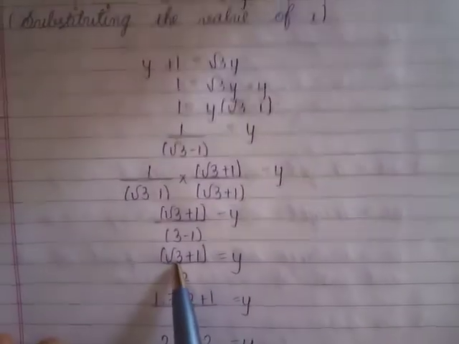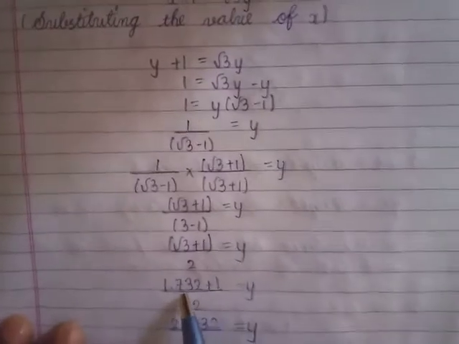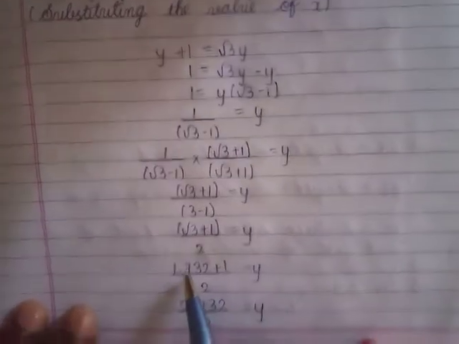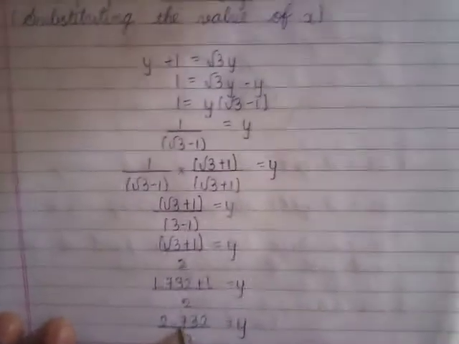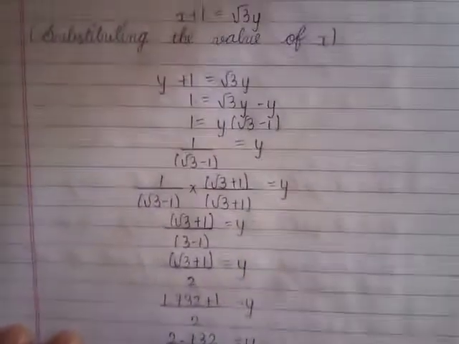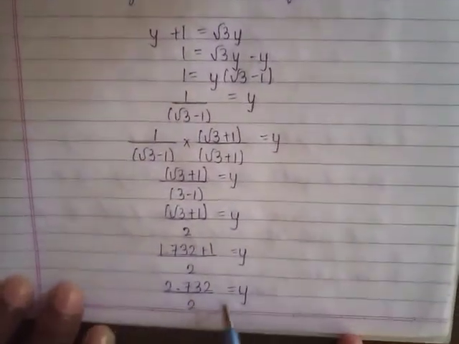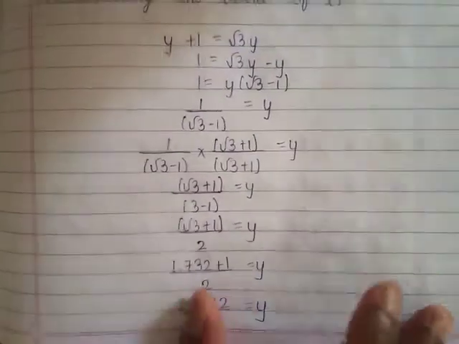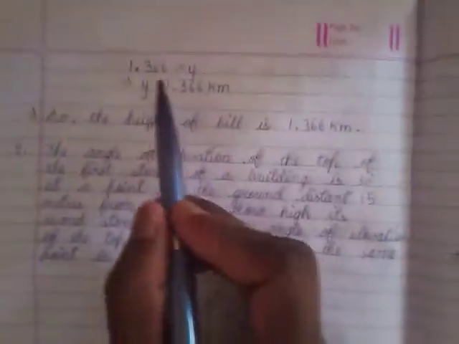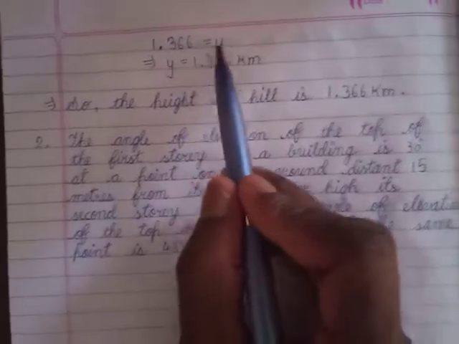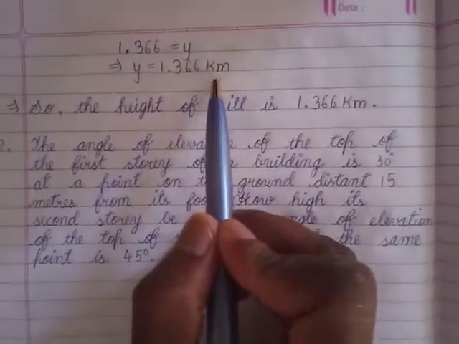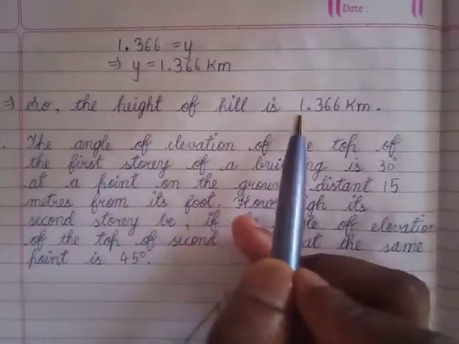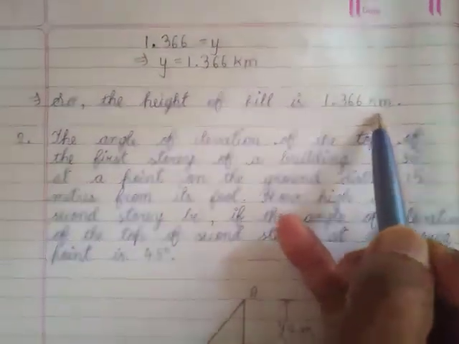What is root 3? 1.732, plus 1. If you add it, you will get 2.732 upon 2 is equal to y. If you divide it, you will get the value of y, 1.366. So y is equal to 1.366 kilometers. So the height of the hill is 1.366 kilometers.